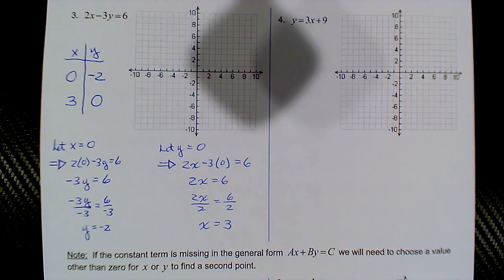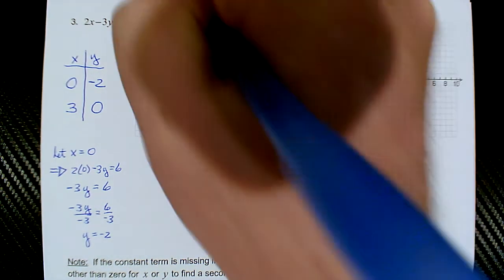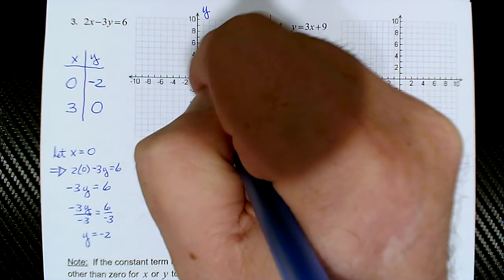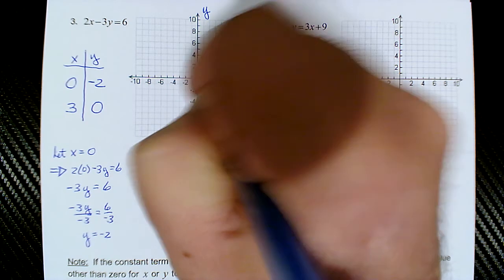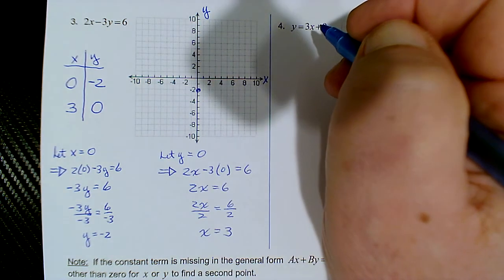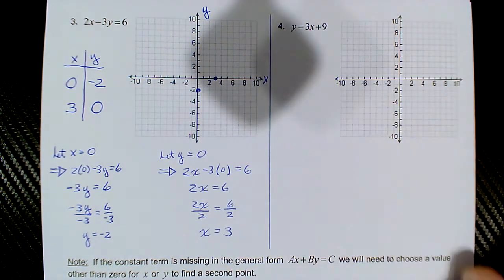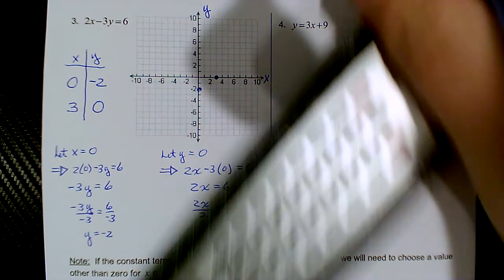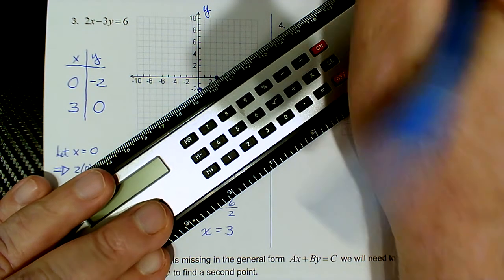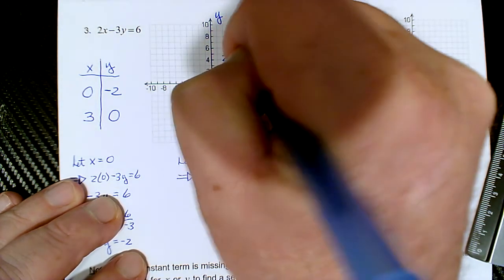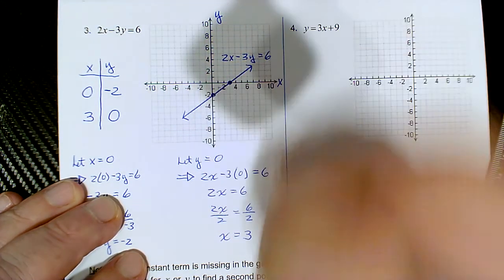Okay, so then the points, let me label the axes again to be formally complete. 0, negative 2, so 0 in the x, negative 2 in the y, so y-intercept, and 3, 0, 3 in the x, 0 in the y is our x-intercept, and those 2 points determine our line. So again, I always like to label it.